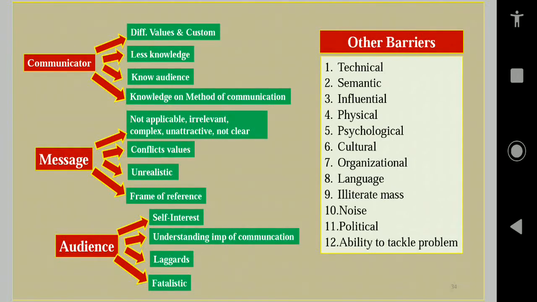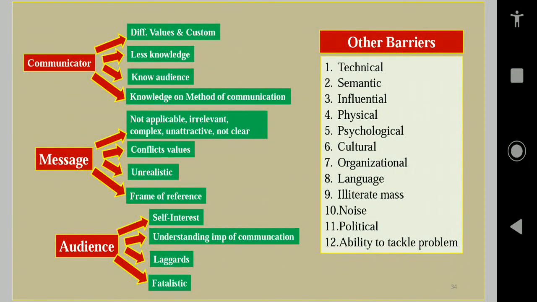Then wrong selection of channel acts as a hindrance in effective communication also. All channels are not equally suitable for all purposes and in all situations. For example, mass media are useful to create awareness, whereas newspapers are suitable for educated urban people only. If a newspaper is given to illiterate people who cannot read, then it will be unsuccessful. So a suitable channel should be selected.